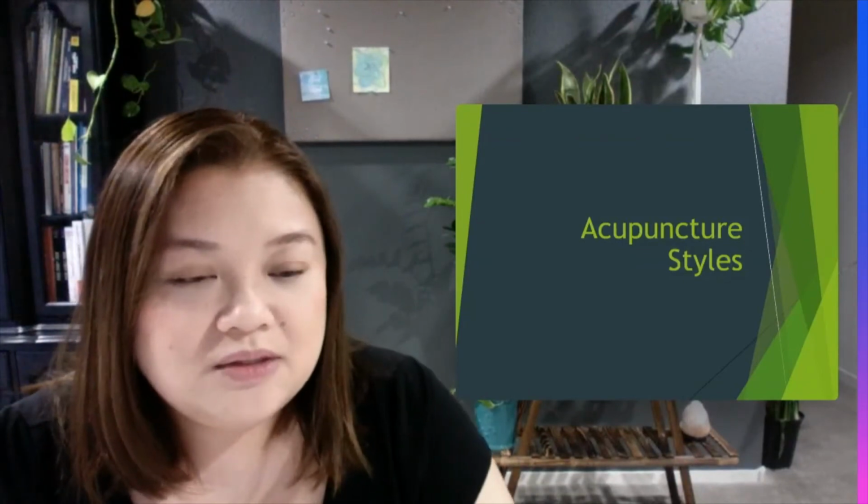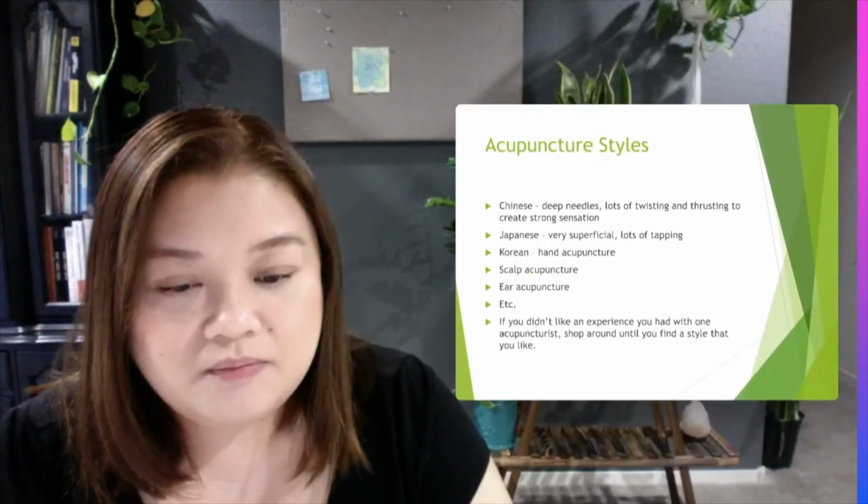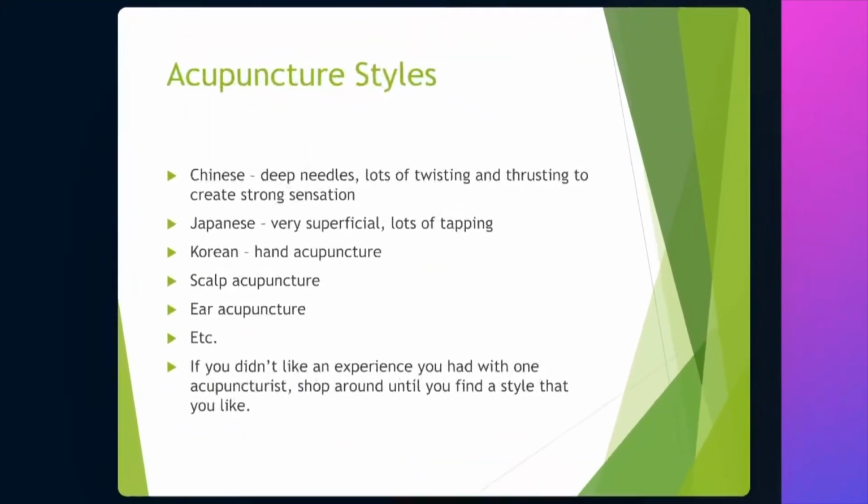All right. So before going into acupuncture, it would actually be good to know that there are different acupuncture styles. So let's review what those are. And so there are more than these, but these are just kind of the basics. So there's Chinese style acupuncture, and they generally do use deep needles, and there can be lots of twisting and thrusting in order to create a strong sensation. And so that is actually what they're going for, because they believe that that strong sensation will get the energy to do what they want it to do.